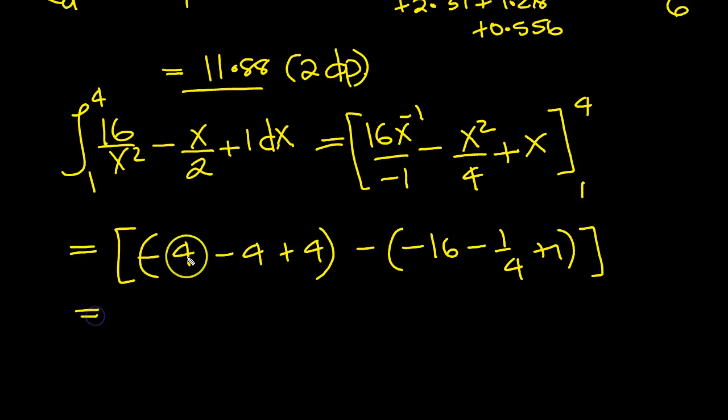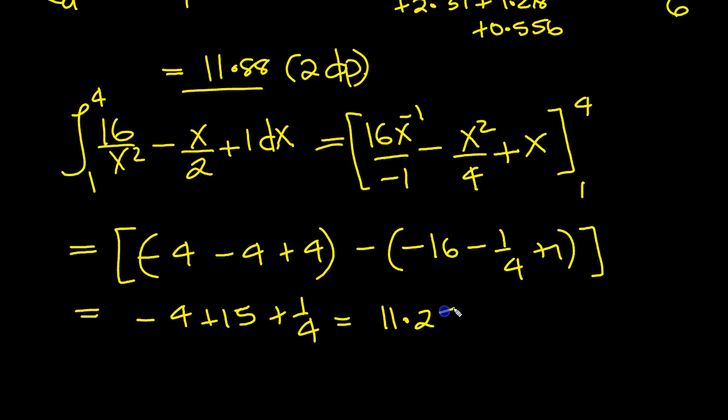So what do we get? Here we've got minus 4 for the first bracket. Then we've got minus 16 plus 1 plus a quarter, minus 16 plus 1 is minus 15, so minus minus 15 is plus 15, and the fraction is plus a quarter. So we end up with 15 minus 4 is 11, and a quarter, 11.25, exactly. And that would be units squared, wouldn't it?